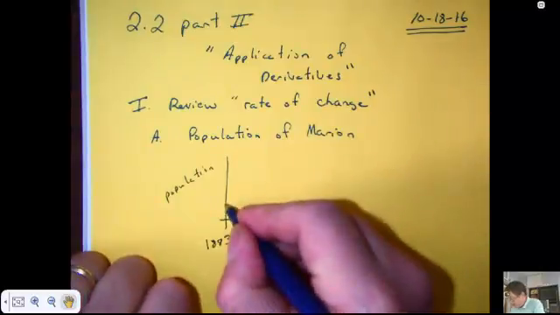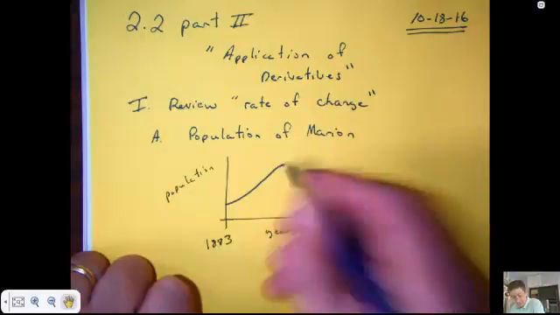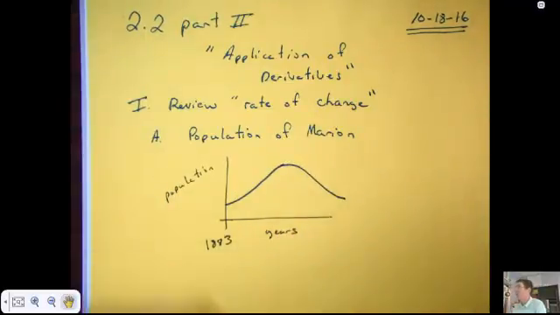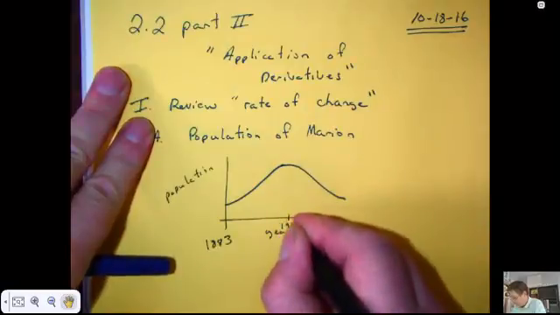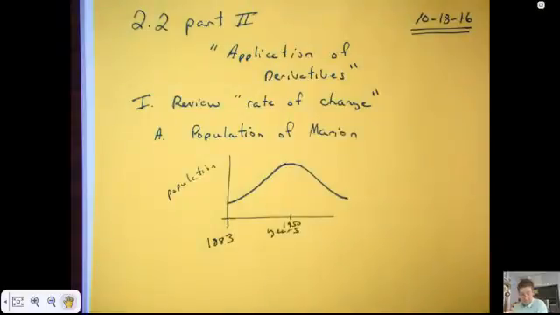And let's say Marion, I would guess, grew. At some point it peaked out, and it has been somewhat dropping. I'm wondering when the peak was, probably maybe the 1950s or so. Anyway, what can we tell by looking at this graph?